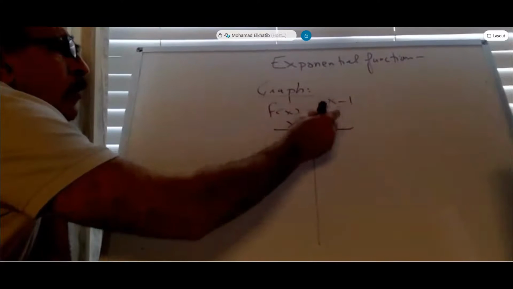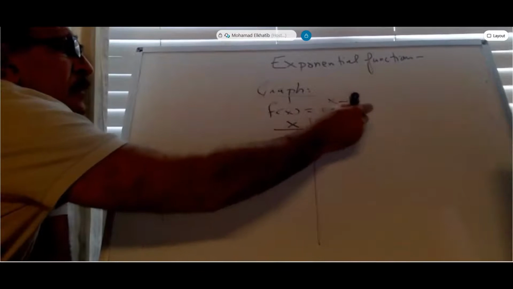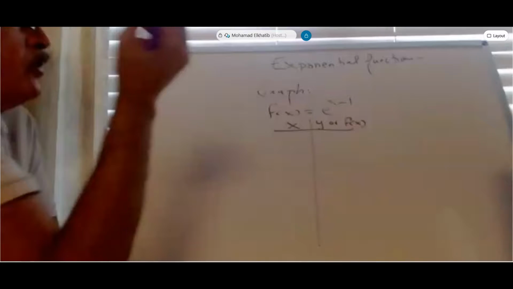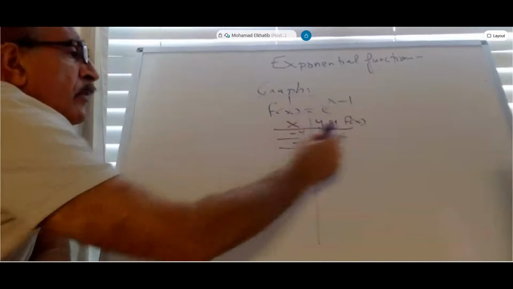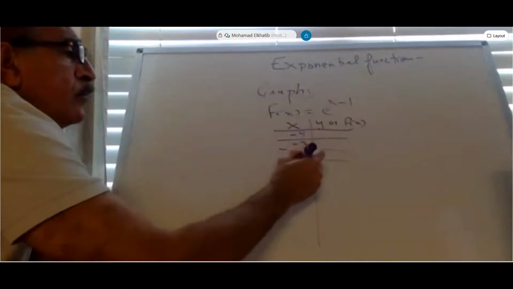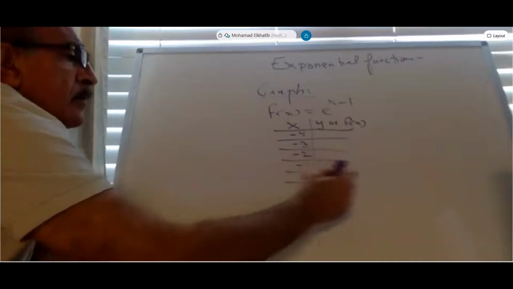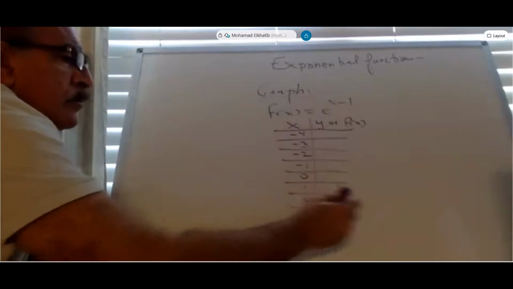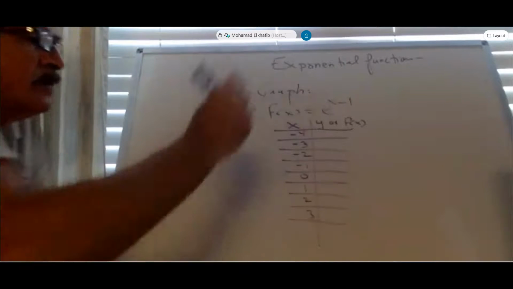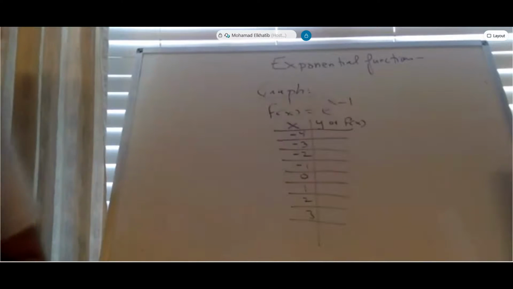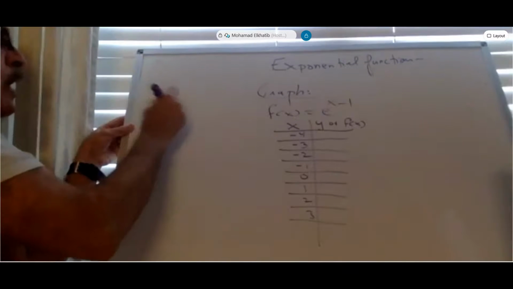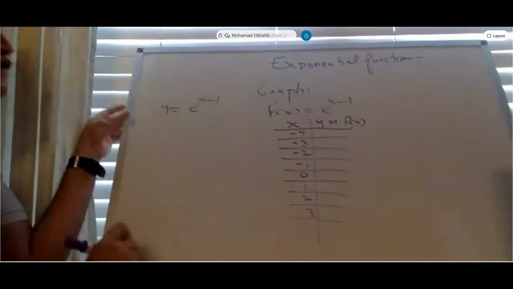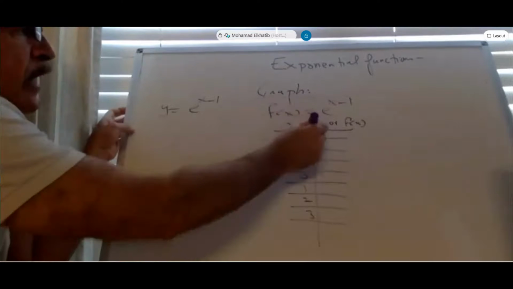X, and you can write y or f of x. It doesn't matter. They're the same. I don't know what the graph's going to look like, so I'm going to pick a lot of points here: -4, -3, -2, -1, 0, 1, 2. I can pick as many as I want. Is that okay? All right. Now my goal is to find y. Remember, y is e to the x minus 1, right? What's the first number for x?